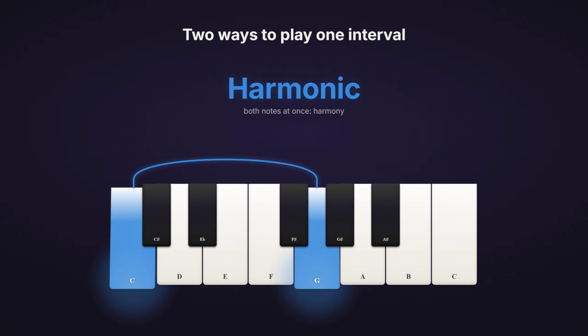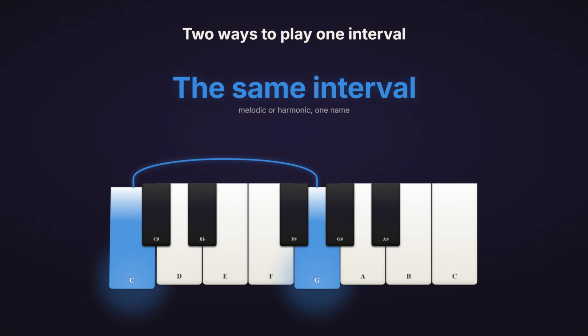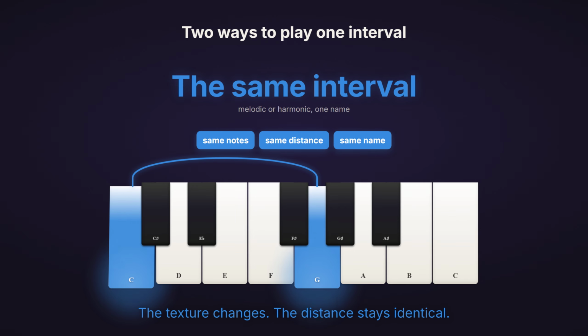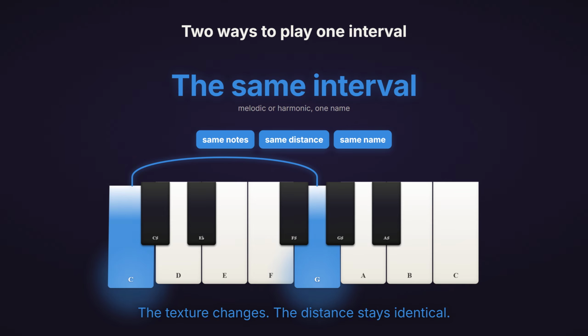Harmonic, like harmony. Now here is the part that really matters, and the reason we are sorting this out so early. It is the same interval either way. The exact same two notes, the exact same distance between them, and the exact same name. Whether you spread them out in time or press them together, you have not changed the interval one bit. What you have changed is the texture, the feel, the color of the moment. But the underlying distance is identical. So from here on, whether the notes arrive one at a time or all at once, we are going to measure them in exactly the same way.